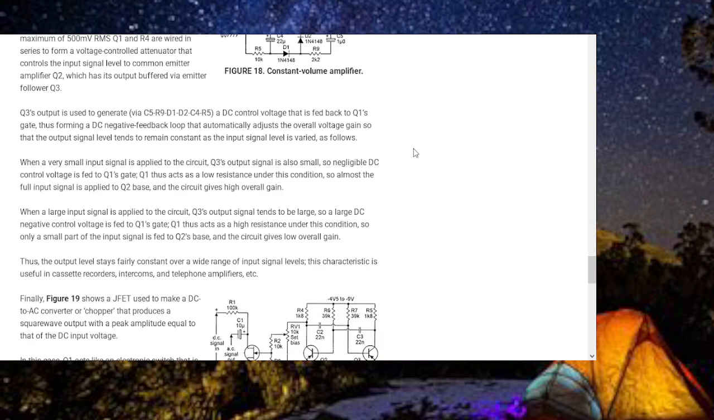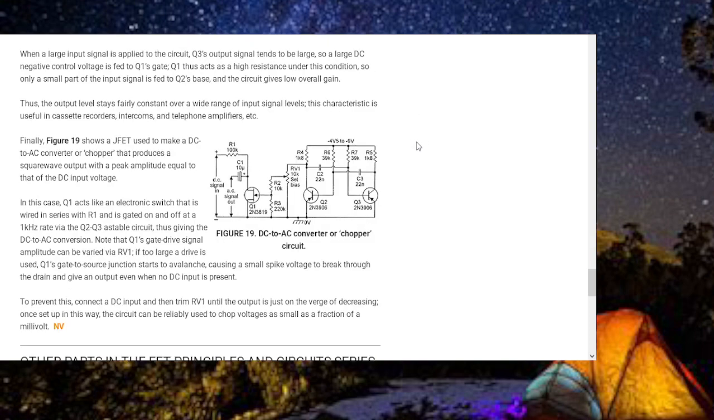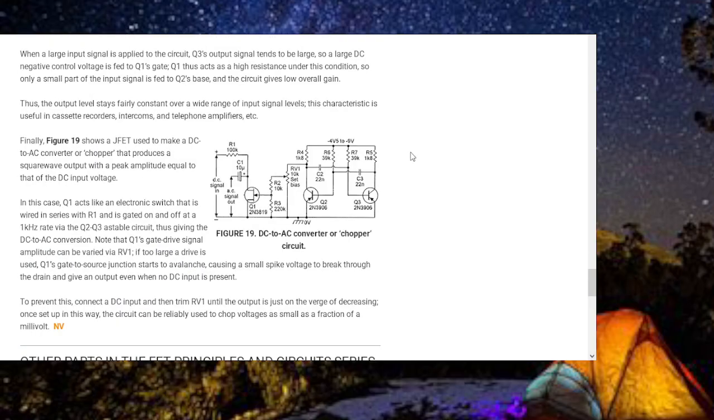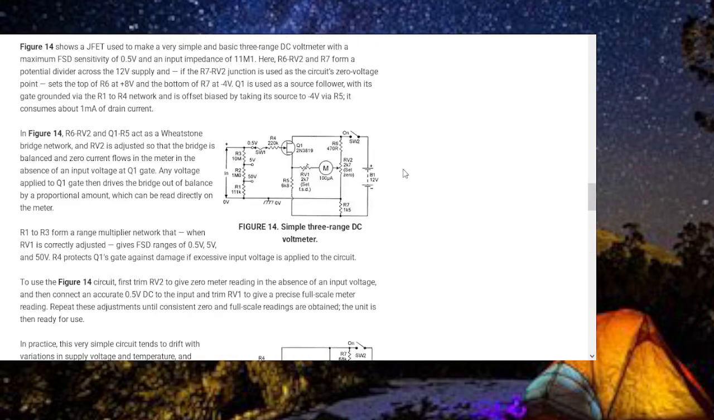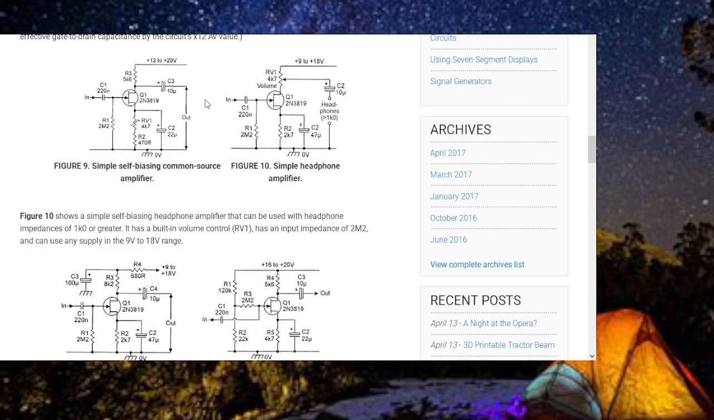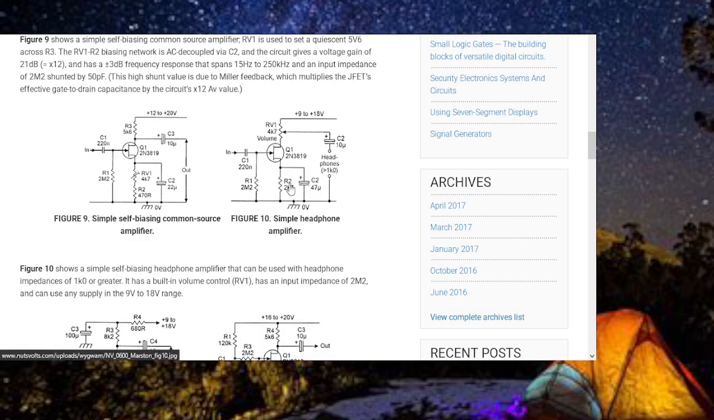Voltage control attenuator, DC to AC on a chopper circuit. Yeah, that's nice. There's some interesting possible design circuits that might help me with my design. I'm noticing this 2 megohm here in series, and over here there's 2 megohms kind of in parallel across this thing. They're looking for 2 megohms. It's a common number.